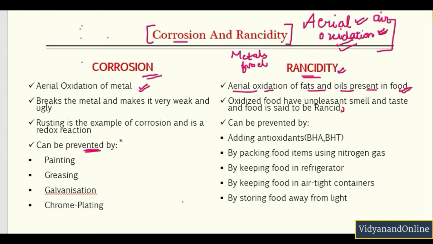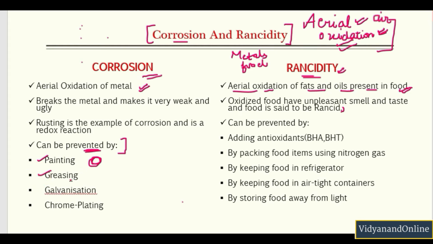Now the next thing is, how can we prevent corrosion? This is something which we are going to understand in depth in unit number 3, in which we are going to talk about metals and non-metals. As of now I am telling you in brief. You can paint the objects in order to prevent corrosion. When a coat of paint is applied to the surface of an iron object, air and moisture cannot come in contact with the pure iron metal and rusting is prevented. Next is greasing.